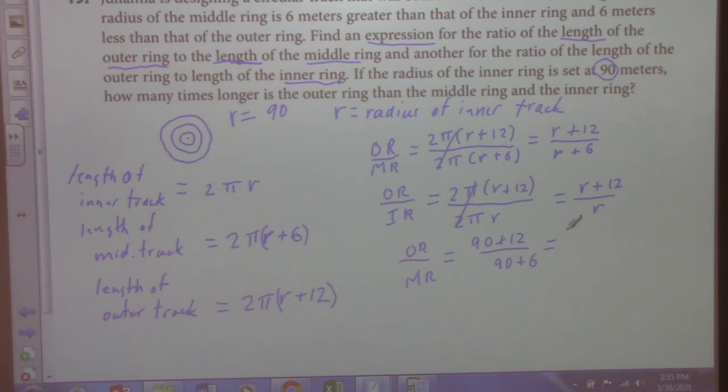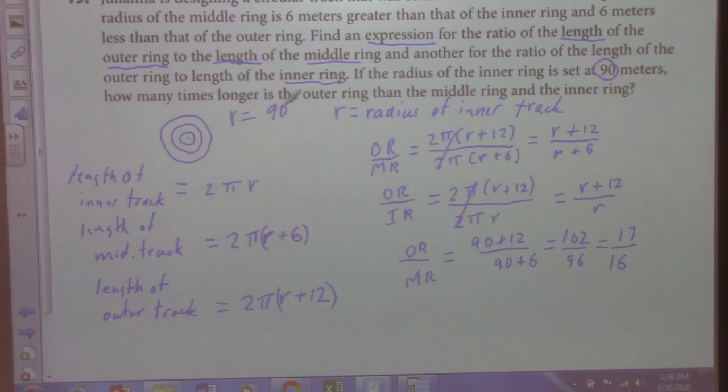102 over 96, which is 1.065. Yeah, 1.06. It is, but I want the fraction form. We should get 17/16. Yeah. So 17/16.